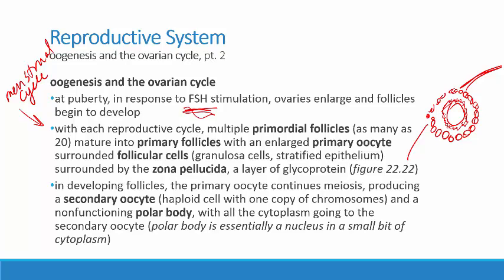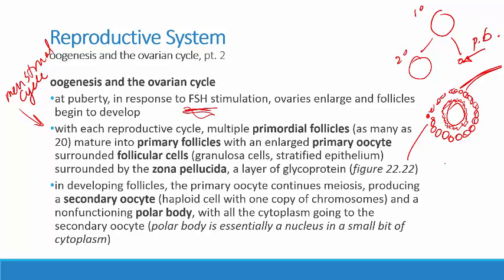As many as 20 primary follicles begin to develop, and the primary oocyte will continue with meiosis until it produces a secondary oocyte. So here's the primary follicle. It begins meiosis. At the point at which ovulation is going to occur, we're at this stage, where here's the primary oocyte, this is the secondary oocyte, and this is referred to as a polar body.